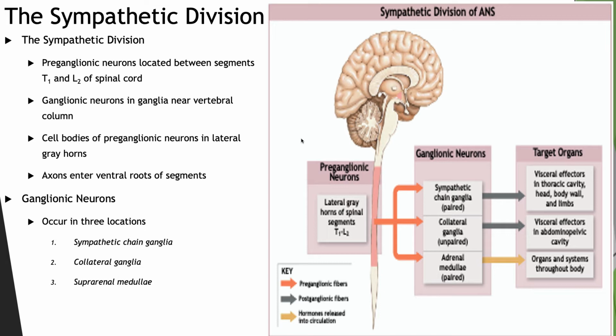This figure shows the overall organization of the sympathetic division of the ANS. Its preganglionic neurons are located between the segments T1 and L2 of the spinal cord, and its ganglionic neurons are located in the ganglia near the vertebral column. The cell bodies of the preganglionic neurons are in the lateral gray horns, and their axons enter the ventral roots of these segments. The ganglionic neurons are in 3 locations.